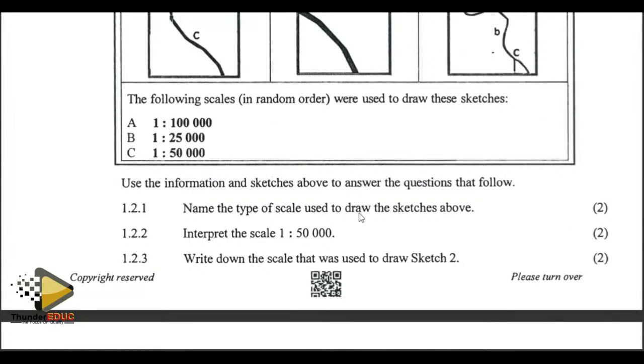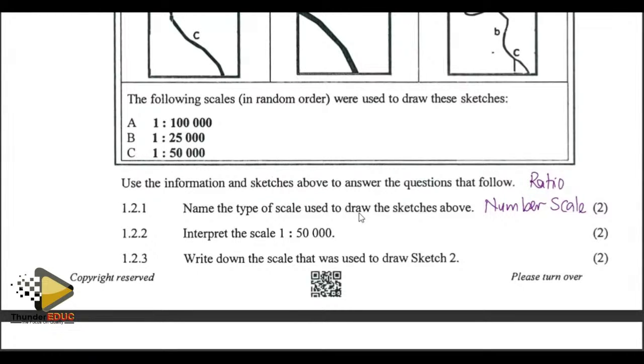Name the type of scale used to draw the sketches. We call them number scale. Other people would like to call them ratio scale. You still get the same answer.